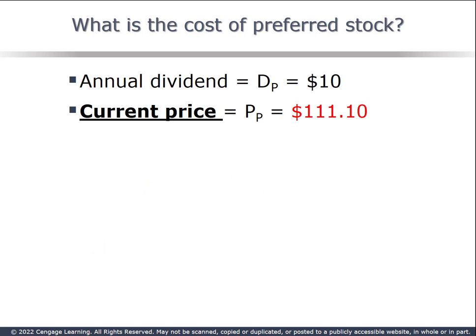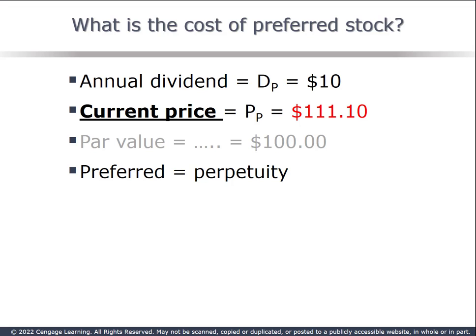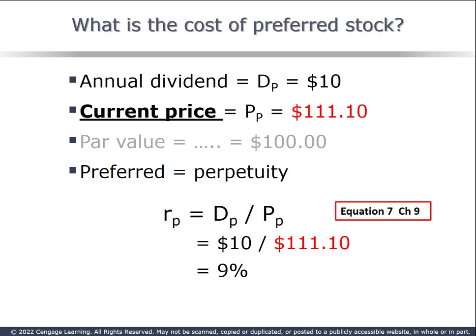Recall that the formula for the cost of preferred is merely the basic constant growth formula with g equals 0. The equation uses current price, not the par value. Since most common stock doesn't have a par value, this doesn't come up with common, but preferred frequently does. The cost of preferred, $10 divided by 111.10, 9%.